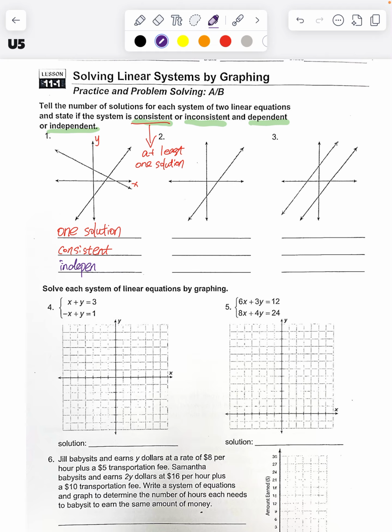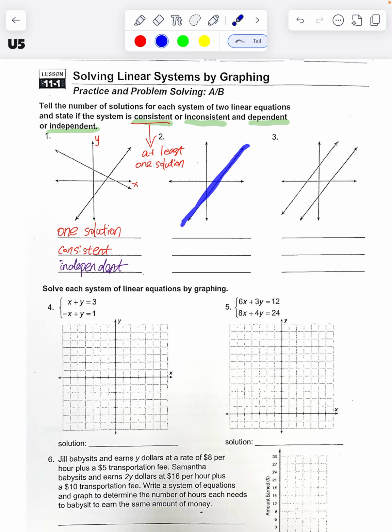The two lines go through different paths. They only cross each other one time. That's it. So it's independent. They don't depend on each other. Okay, let's look at the second graph. We only have one line, it looks like.